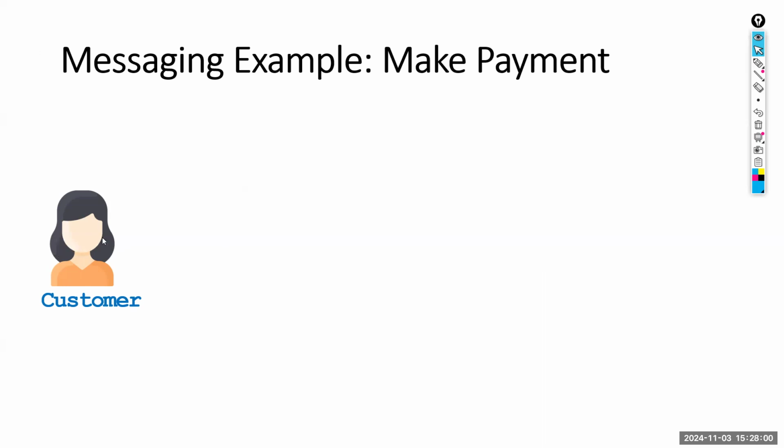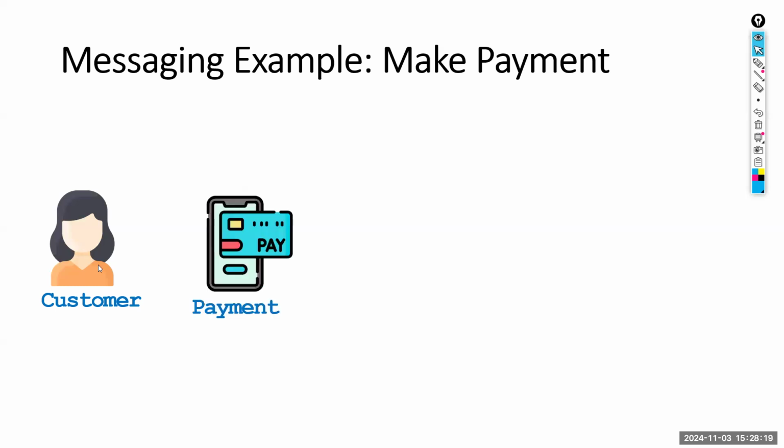Right. So let's assume we have a particular customer doing a payment using a credit card or debit card, say an online payment on an e-commerce site or something. So the customer object is activated when the customer logs in, say to the banking app, banking site. Then the payment object is created.